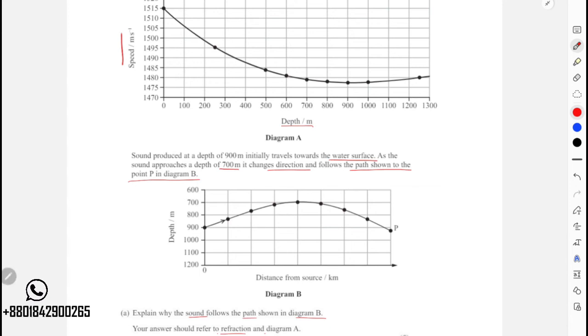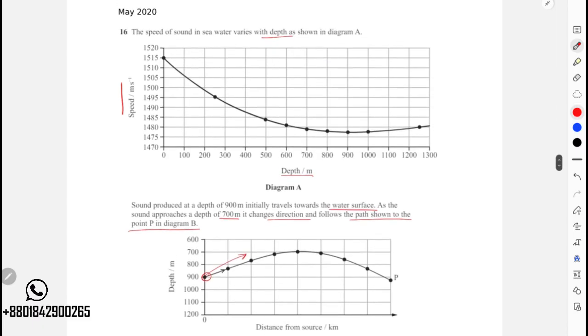Let's think of it like this. Your entire journey is starting from 900, right? So when it is starting from 900 to 700, refer to the speed. This is the speed at 900 and this is the speed at 700. We can clearly see that from 900 to 700, speed increases. Speed increases means what? The density overall drops down, right?